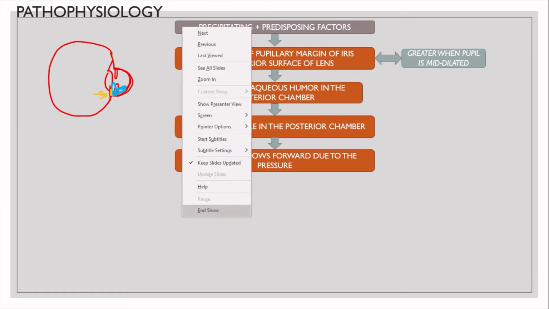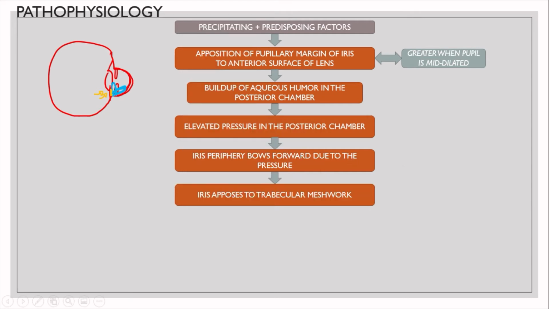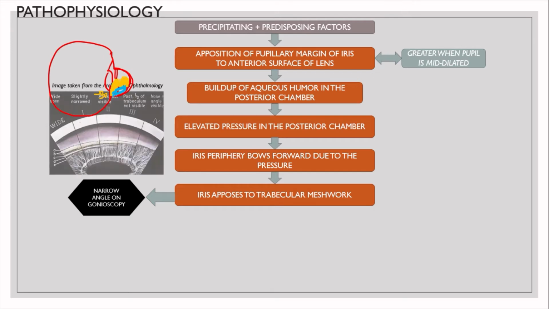And then, because it also opposes the trabecular meshwork as this happens, the aqueous humor is now able to flow into the anterior chamber, but because of this opposition, it's unable to exit. So we can actually see this as a narrow angle on gonioscopy. Here is a diagram of the stages of the angulation of the anterior chamber angle when it becomes blocked.